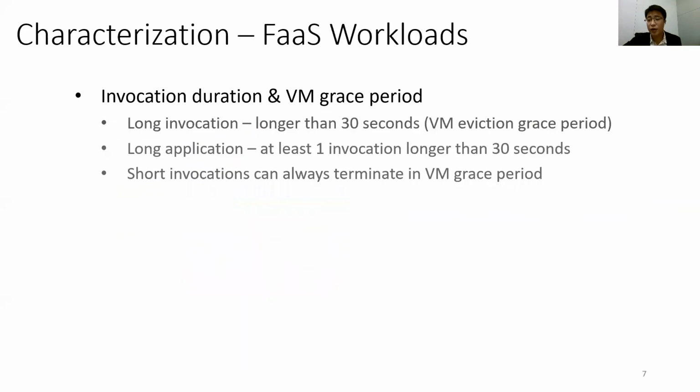For serverless workloads, we care most about the relation of invocation duration and VM eviction grace period. If an invocation is shorter than the 30-second grace period, we can always safely terminate. Thus, we call an application long invocation if it is longer than 30 seconds, and short invocation otherwise. In Azure Functions, application is the unit of scheduling and resource allocation. Following the same logic, we define long applications to be the ones with at least one invocation longer than 30 seconds.